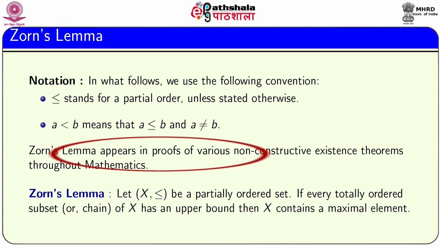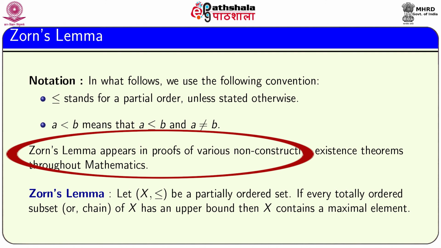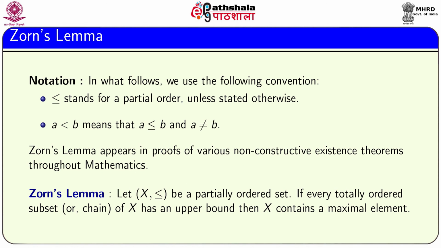Now, Zorn's lemma appears in proofs of various non-constructive existence theorems throughout mathematics. We have seen a lot of examples, a lot of applications of Zorn's lemma. The statement of Zorn's lemma is as follows: let X be a partially ordered set with the partial order less than or equal to. If every totally ordered subset of X has an upper bound, then X contains a maximal element.